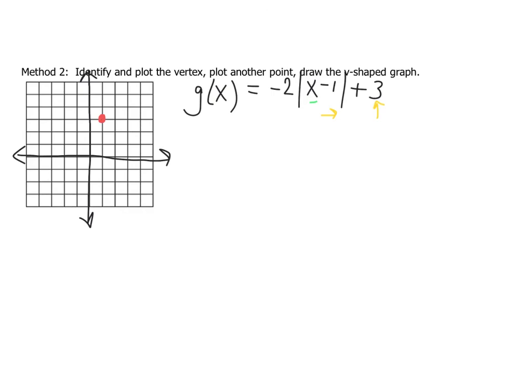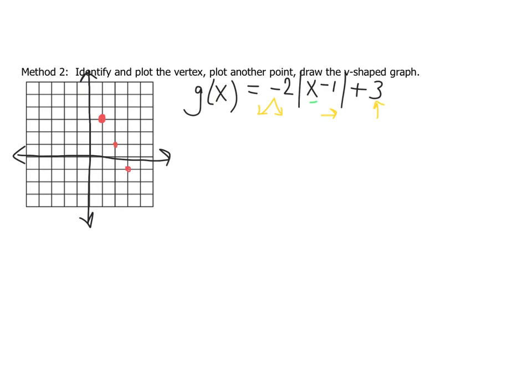Then, when I focus on this number outside, this is telling me, number 1, it's negative, so it's opening downward. And the 2 means it's going to be narrow. But really what it's saying is like a 2 slope. So if I come up to my vertex and go down 2 and forward 1, down 2 and forward 1, those would be the points I would be plotting with a -2 slope.